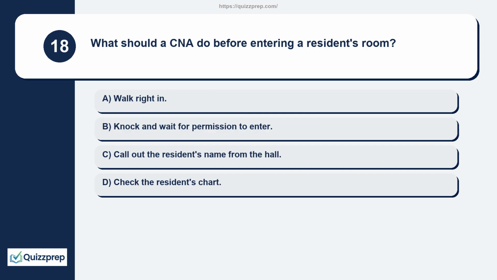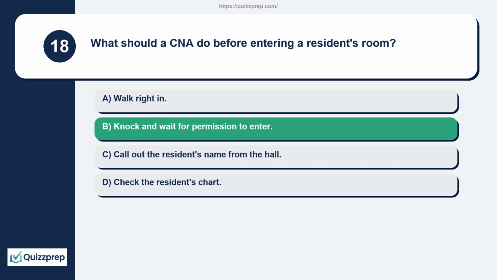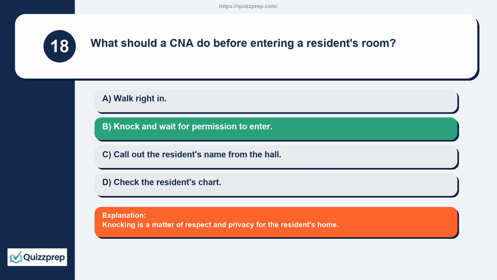Question 18. What should a CNA do before entering a resident's room? Walk right in. Knock and wait for permission to enter. Call out the resident's name from the hall. Check the resident's chart. Knocking is a matter of respect and privacy for the resident's home.